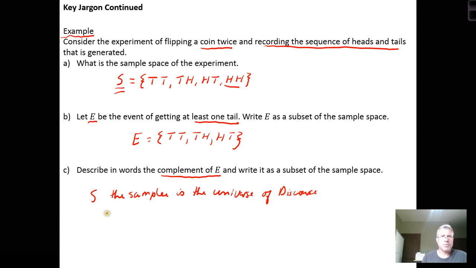And remember from set theory that to get the E complement, it is just going to equal the elements in the sample space minus the elements in the set E. So this is going to be everything in the universe of discourse minus those elements that are in E. So if we take everything in S and we take away the elements that are contained in E, that leaves us with E complement, which is just the set that contains the roll head.